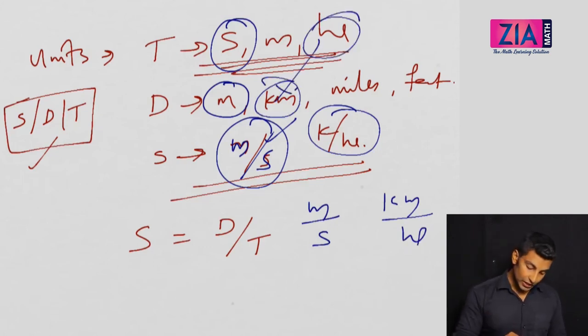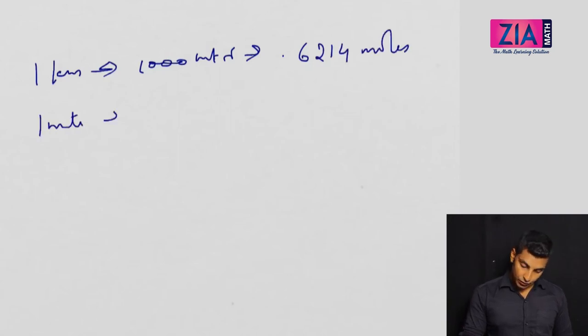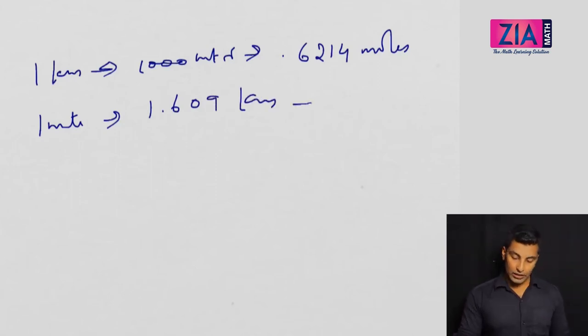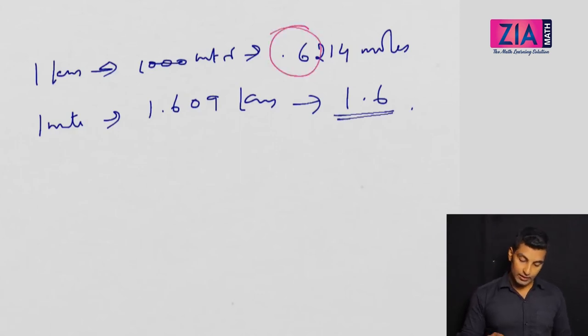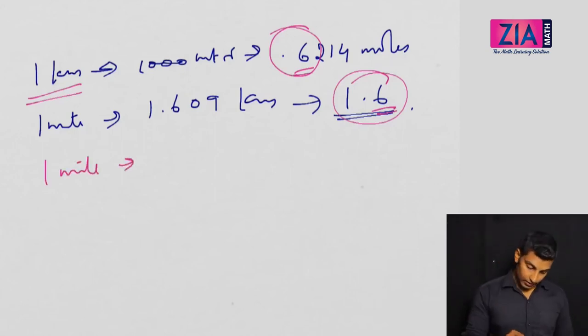Now let's see some of the conversions that you also need to be very clear about when we solve questions on speed, distance, time. So if I ask you what is 1 kilometer, 1 kilometer is 1000 meters or 0.6214 miles. Now what is 1 mile? That is 1.609 kilometers. When you solve questions, you can just take it as 1.6 kilometers. Okay, now this is easy to remember. 1 kilometer is 0.6 miles. 1 mile is 1.6 kilometers. So this 0.6 may help you to remember this.